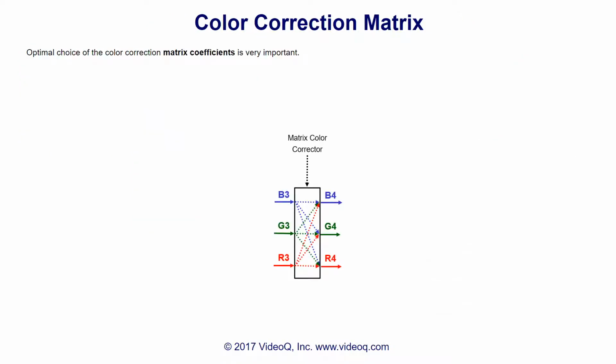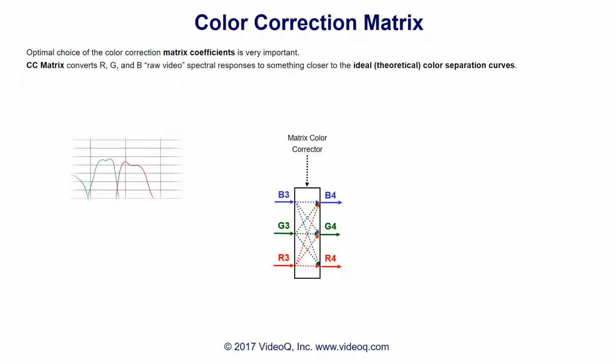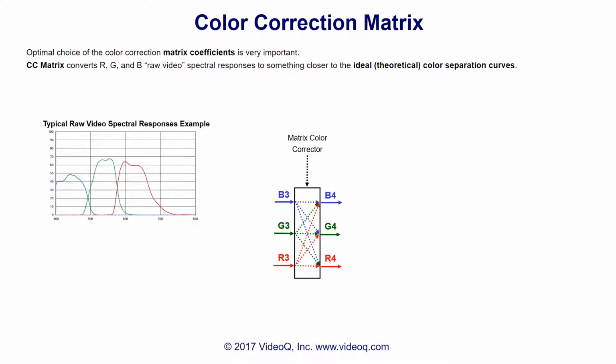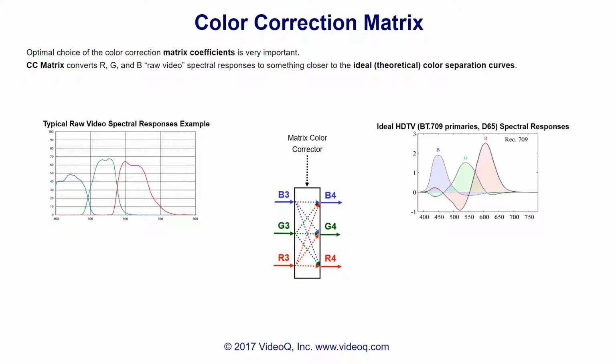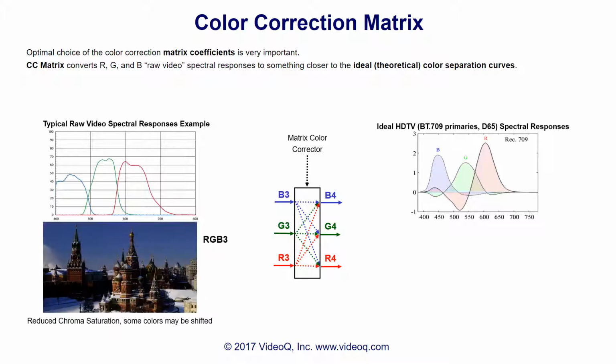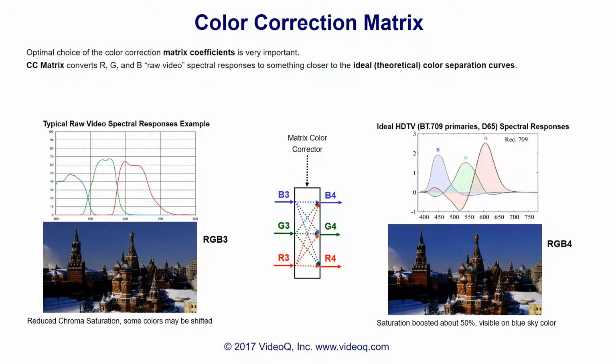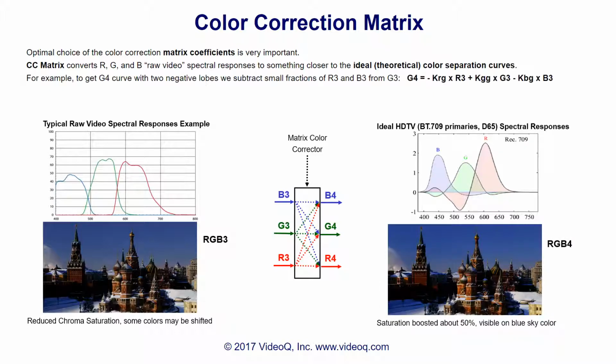The choice of color correction matrix coefficients plays a pivotal role in color rendition optimization. Imagers, meaning camera chips, cannot produce negative signals. To produce good colors, the camera's R, G, and B channels' spectral responses must have negative lobes. A matrix color corrector adds and subtracts the color signals of the adjacent channels, so the resulting mix is closer to the ideal curves.